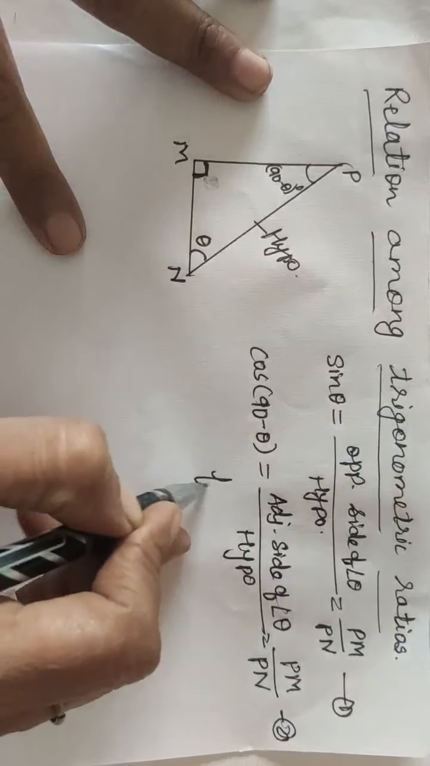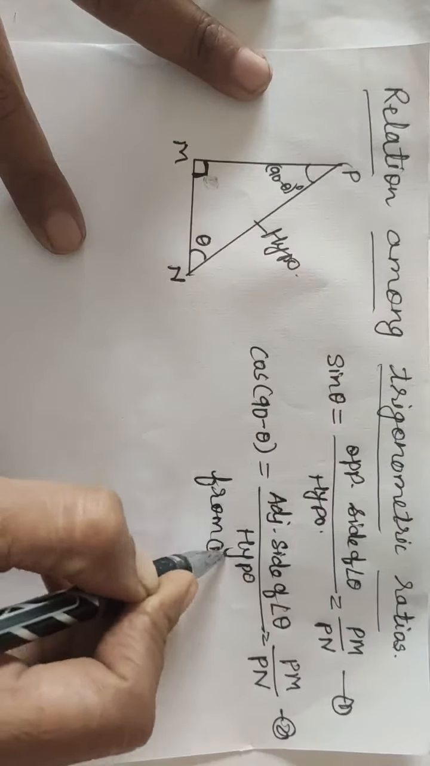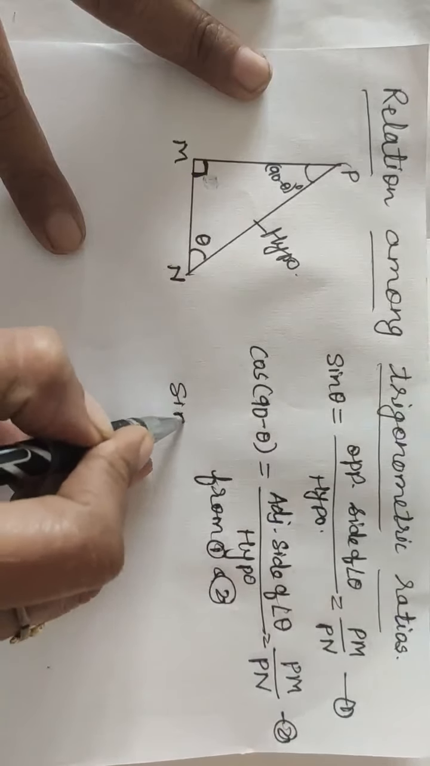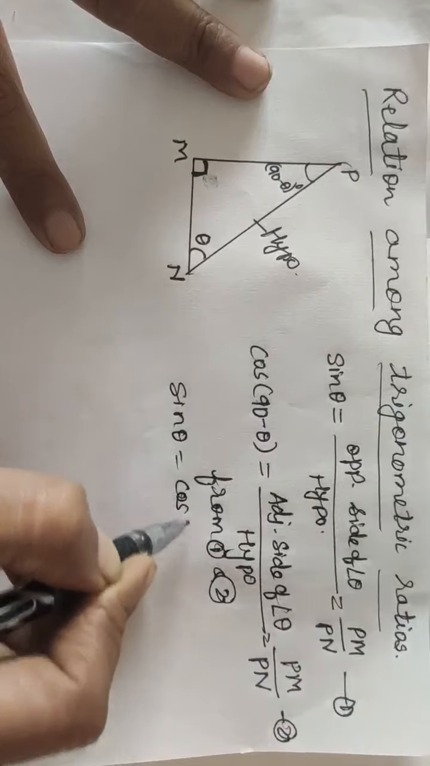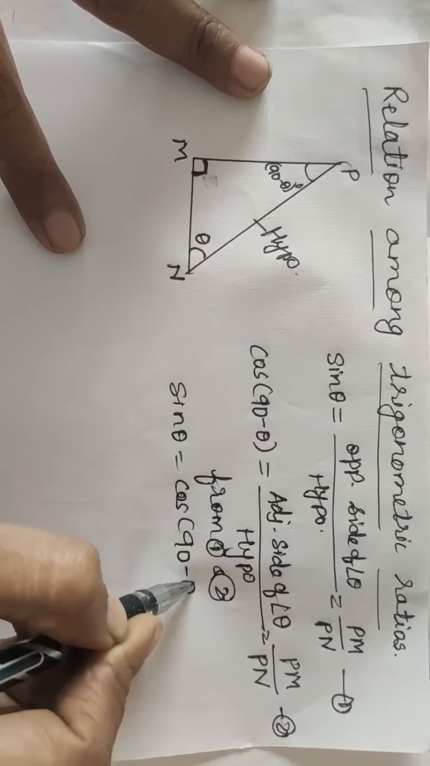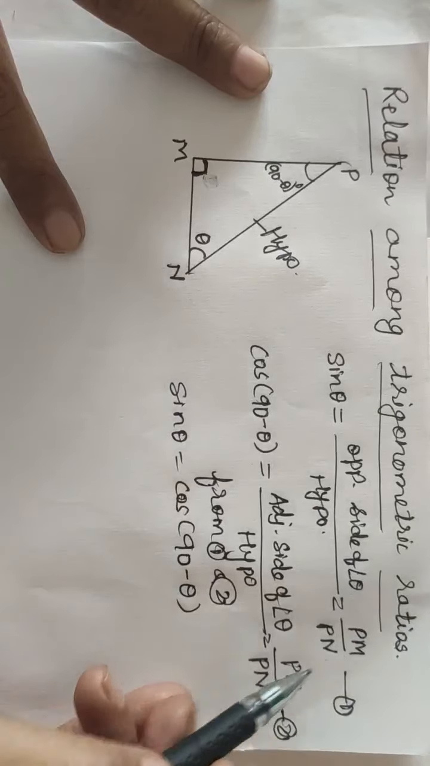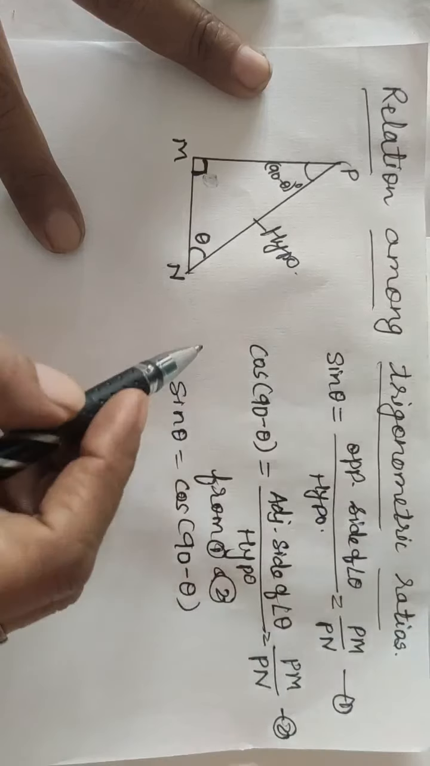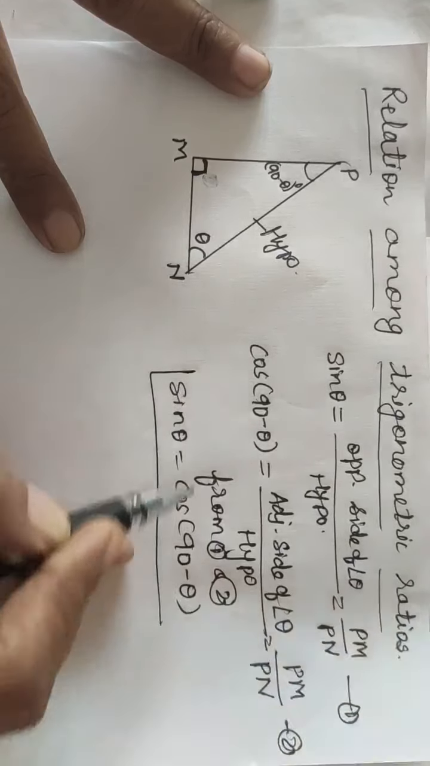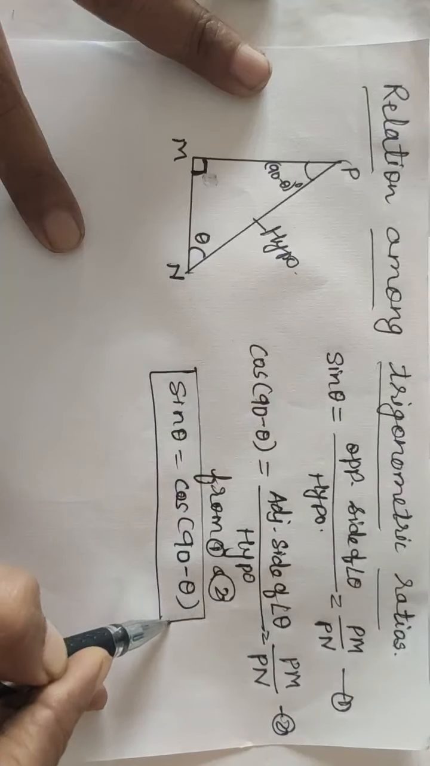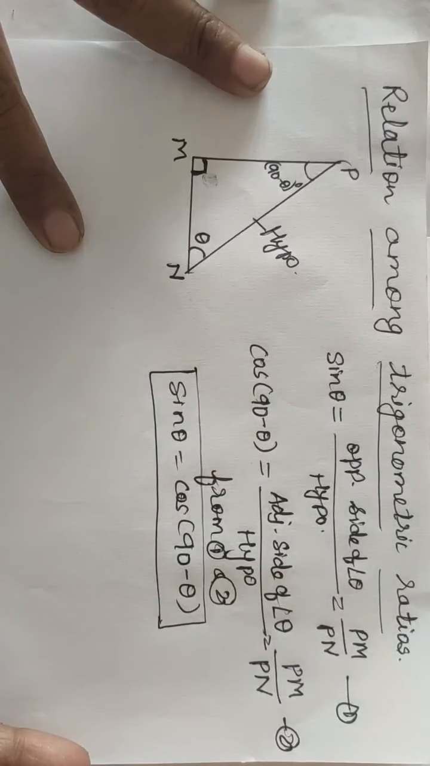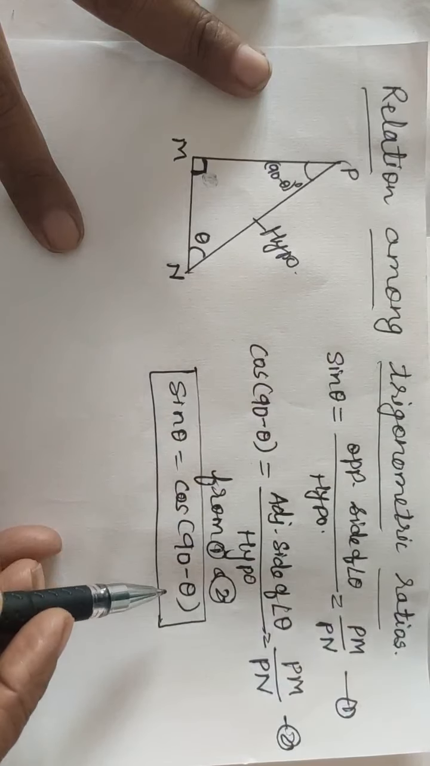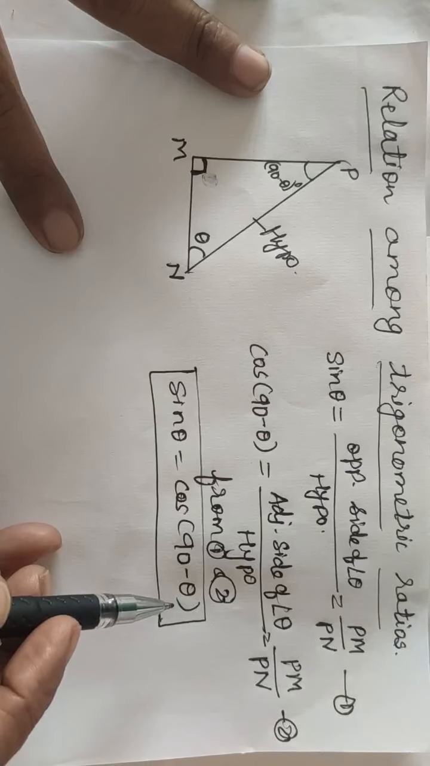So from 1 and 2, what can you observe, children? That sin theta is equal to cos of 90 minus theta. You can see their trigonometric ratio is the same, PM by PN, PM by PN. So this is one formula you can say, and we have to use this in the exercise also. So what is the formula? Sin theta is equal to cos of 90 minus theta.